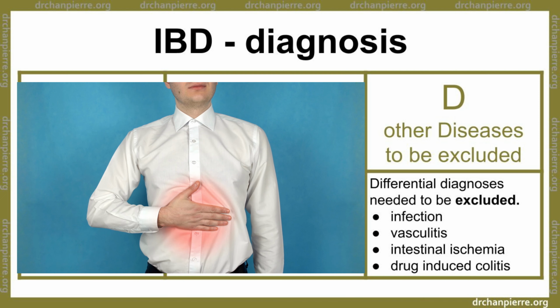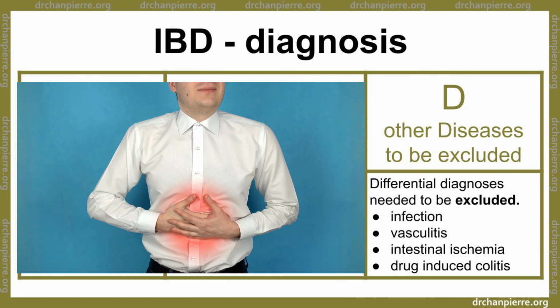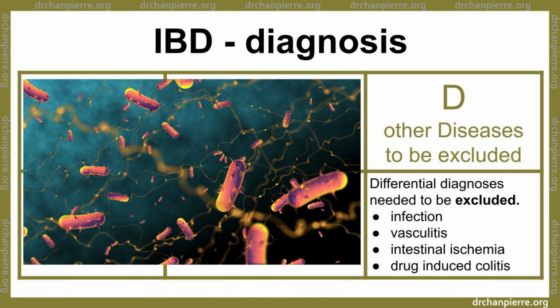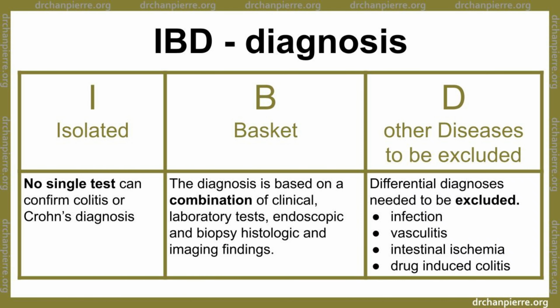Infections can present similar to IBD with abdominal pain, diarrhea, and endoscopic and histologic findings. For example, tuberculosis, other parasitic, fungal, and bacterial ones can be infectious mimics. Non-infectious mimics include autoimmune diseases, vasculitis, intestinal ischemia, and drug-induced colitis.